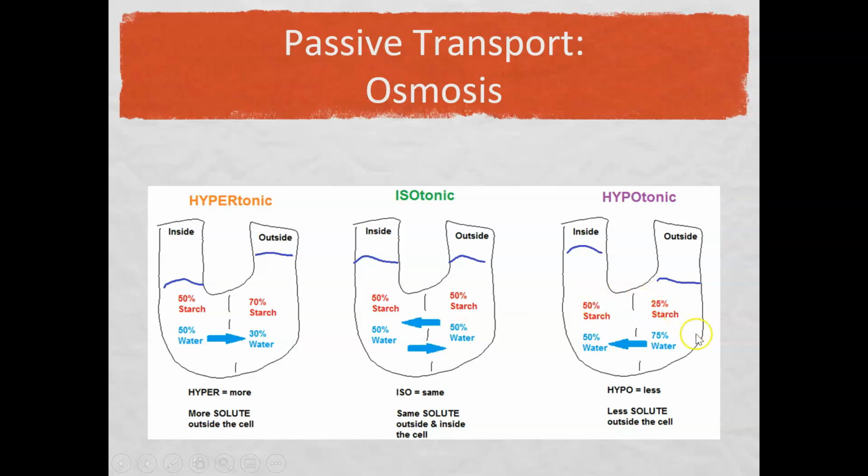In a hypotonic situation, I'm going to still leave the same 50% starch, 50% water inside my cells, but now I need less solute, less starch. So something like a 25% starch solution means I've got 75% water. Well, now that water is going to move from where it's high to where it's low, so 75 to 50. Water level goes up on the inside of my cells, and the cell sort of swells up and gets bigger as it goes.